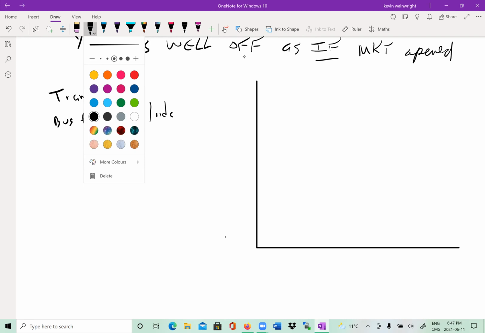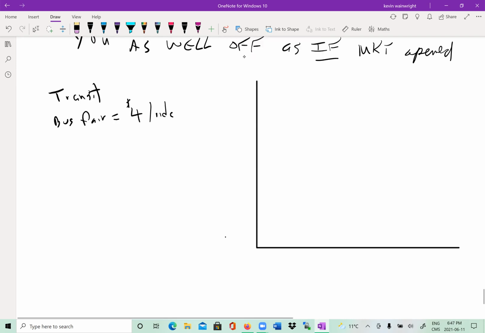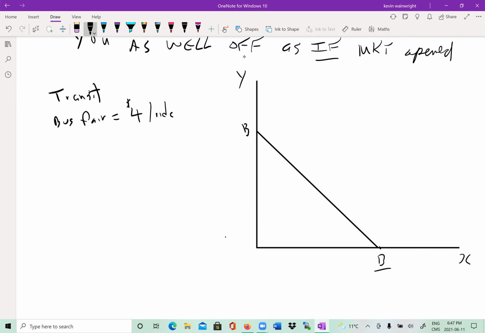So the price of X is 4. And at this budget, I can buy B good Ys or B over 4 of X's. Okay. Based on the price of bus rides, I decide how many bus rides maximize my utility.